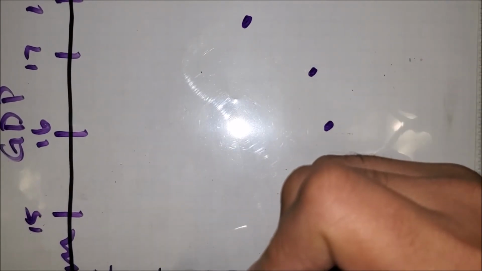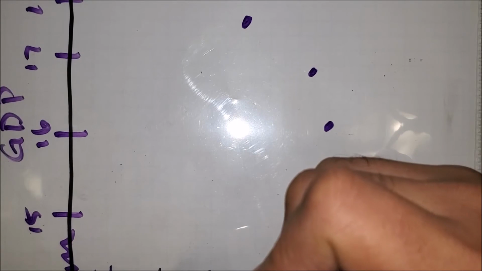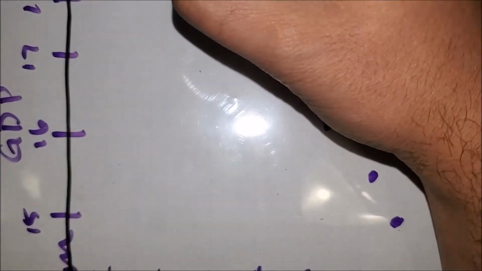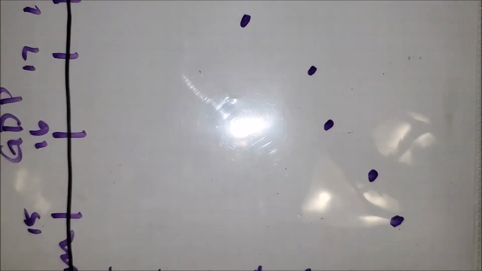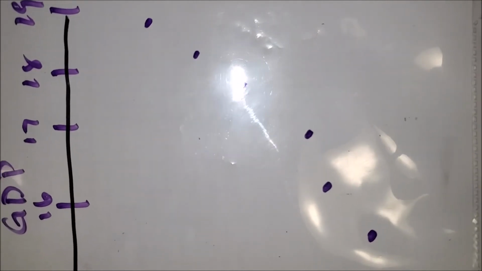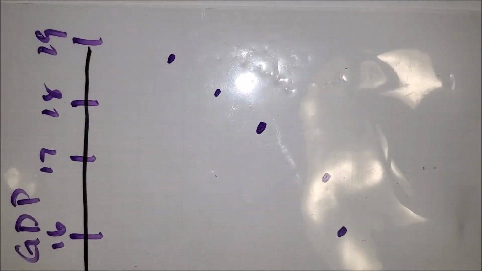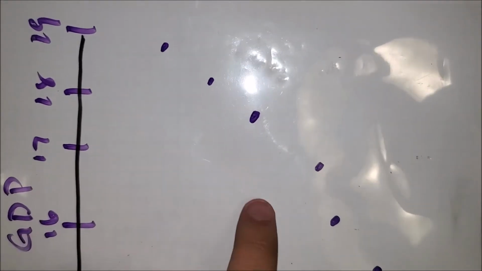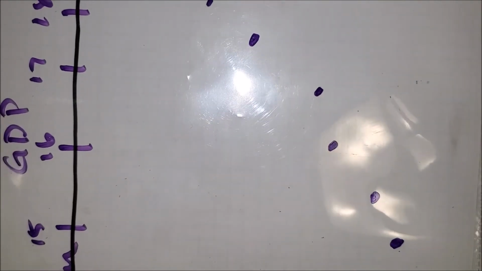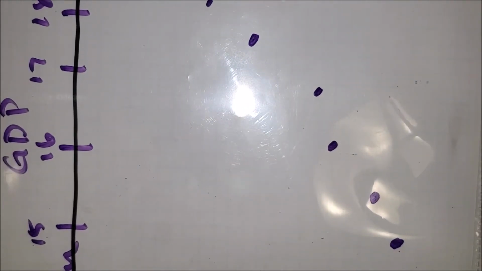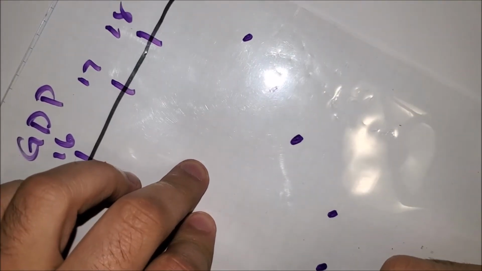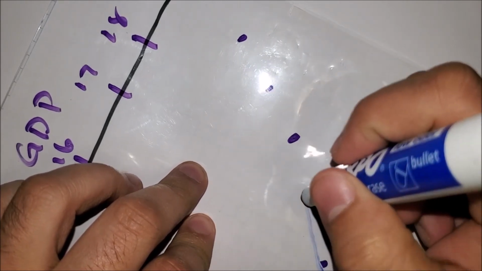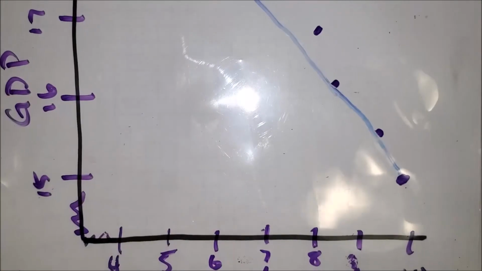5.7 and 18.2, and then 4.9, 18.7. So if we look at our graph, it seems that as we take our points here, it looks like it's kind of dropping downward. So this would be a negative correlation. And if we took our trend line and tried to do an estimate, we would probably do something right about there.